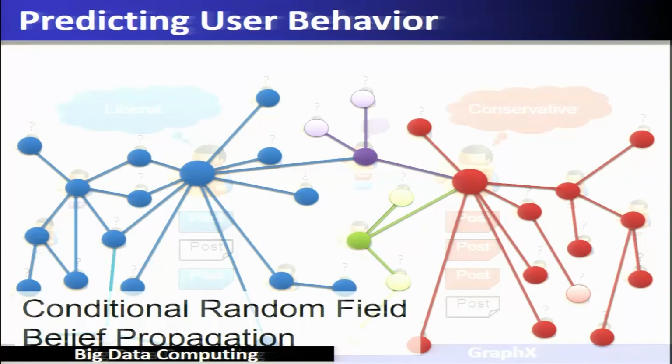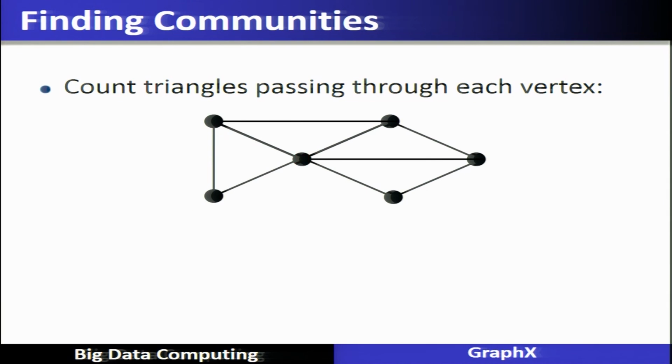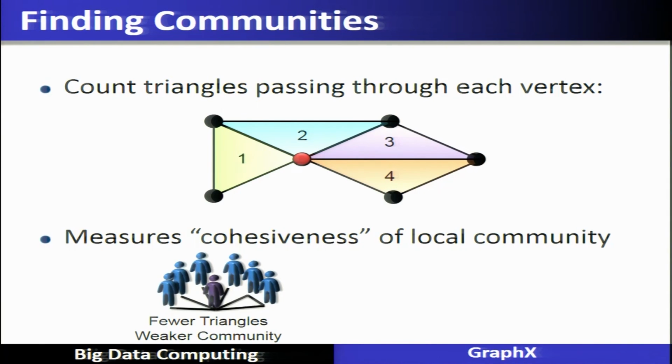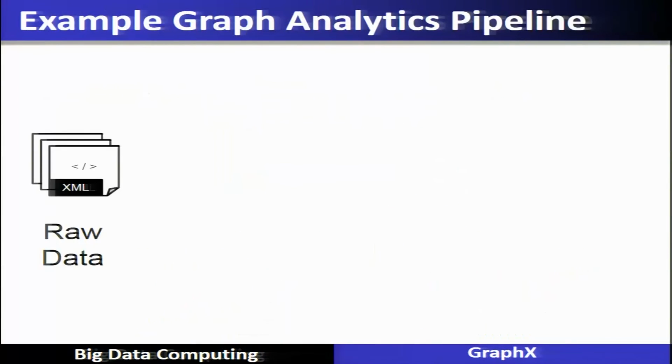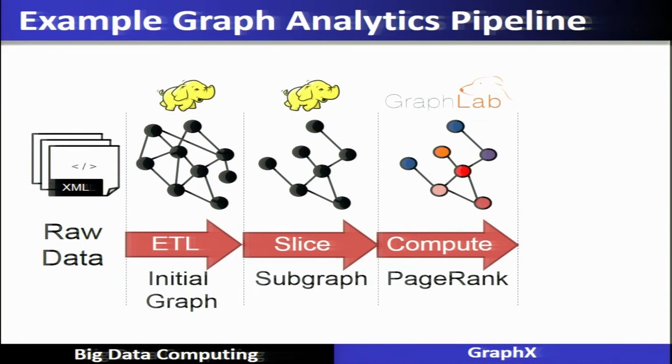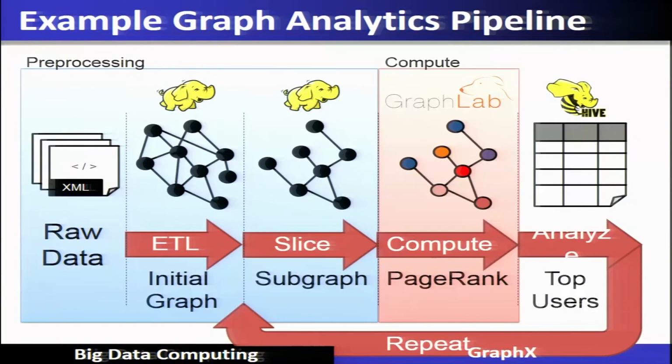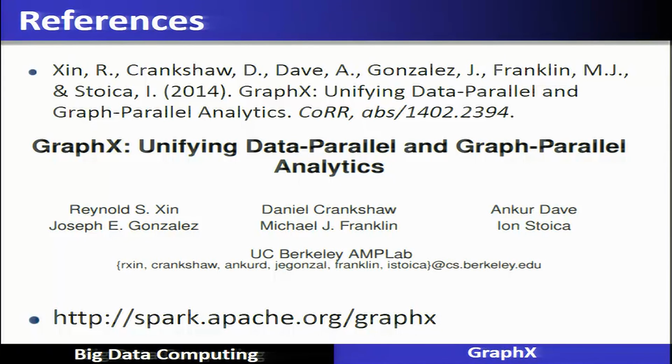finding the conditional random field of belief propagation, finding the communities using triangle count, and also measuring the cohesiveness of a local community. For example, fewer triangles means a weaker community, more triangles means a stronger community. And we have also seen how graph analytics can be achieved by building the pipeline. So these are some of the references, and this is the paper of GraphX, unifying data parallel and graph parallel analytics.